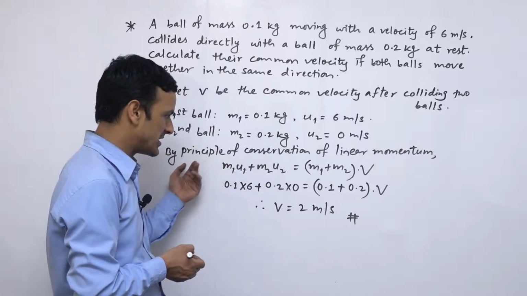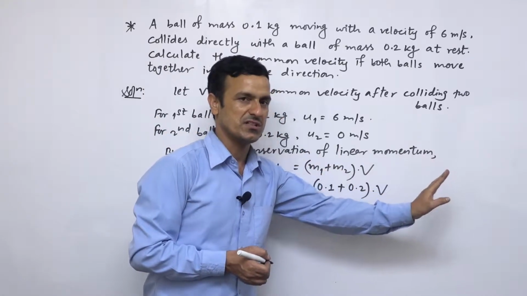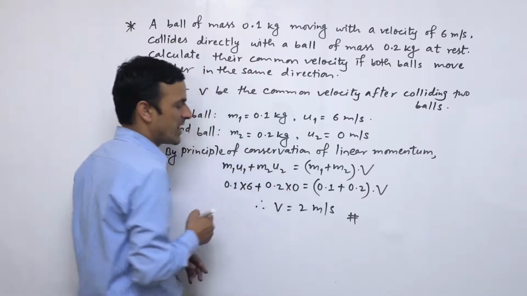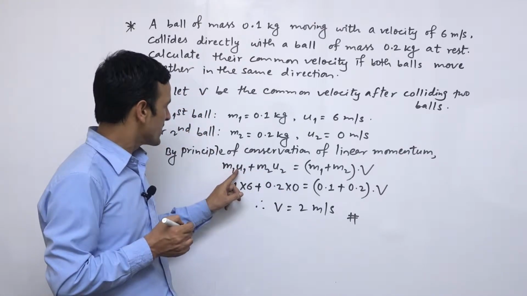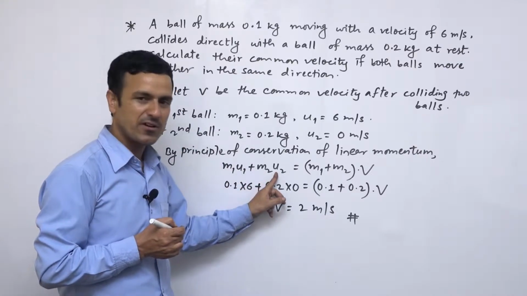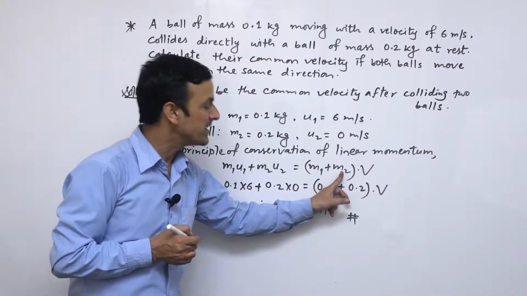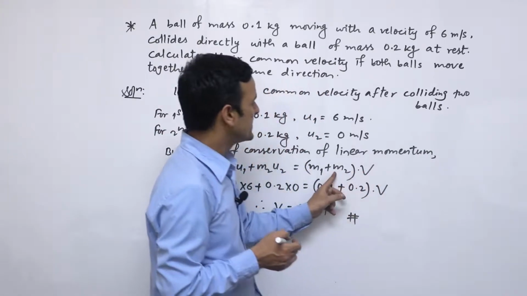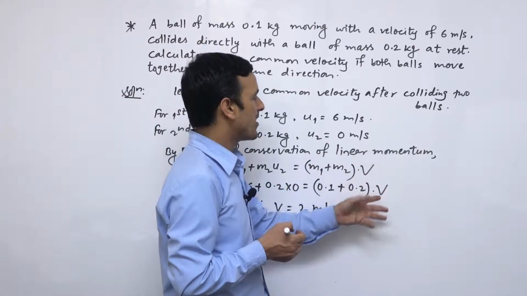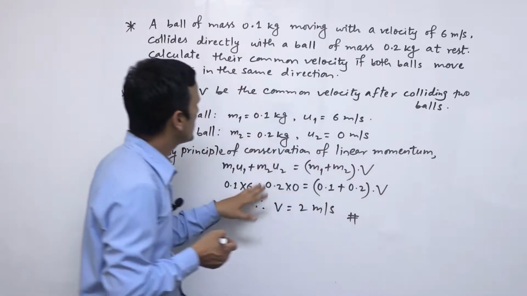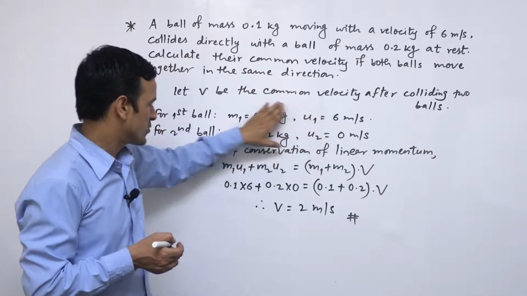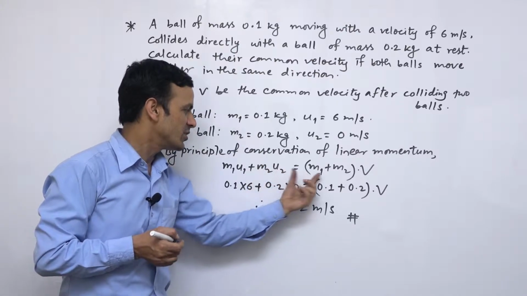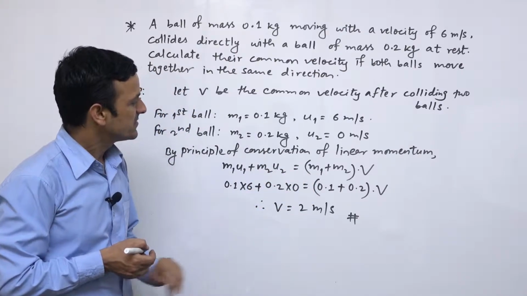So in this way we can use the principle of conservation of linear momentum: the total momentum before collision is equal to the total momentum after collision. The formula is m into u, mass into velocity. We have two balls, so this is for one ball and this is for another ball, and this is the combined mass. Mass will be different but velocity will be the same here. So these are the momentum of the two balls after collision. In this way we can write down the information from the question, then after using this formula we get the value of v.